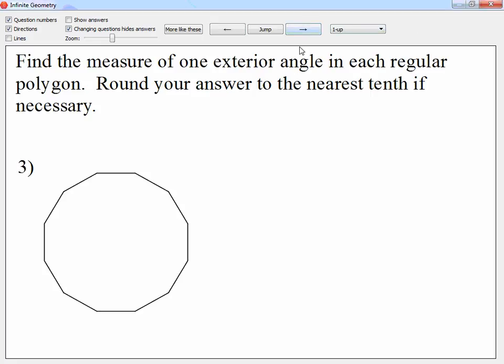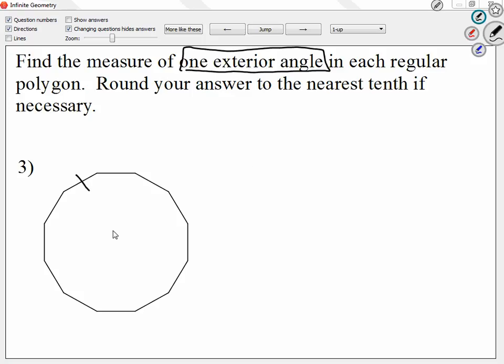Now, question number 3 says find the measure of one exterior angle in each regular polygon, round your answer to the nearest tenth if necessary. So first, let me find out how many sides there are. 12. There's 12? All right, so there's 12 sides. So n equals 12, right?